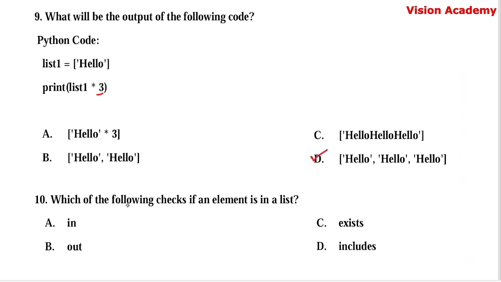Question number 10. Which of the following checks if an element is in a list? Option A in, B out, C exists, D includes. Here option A, in, is the right answer.